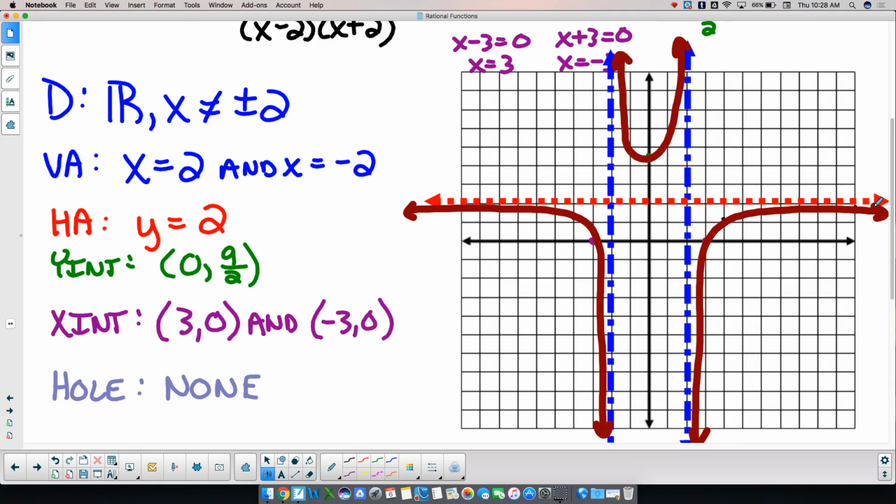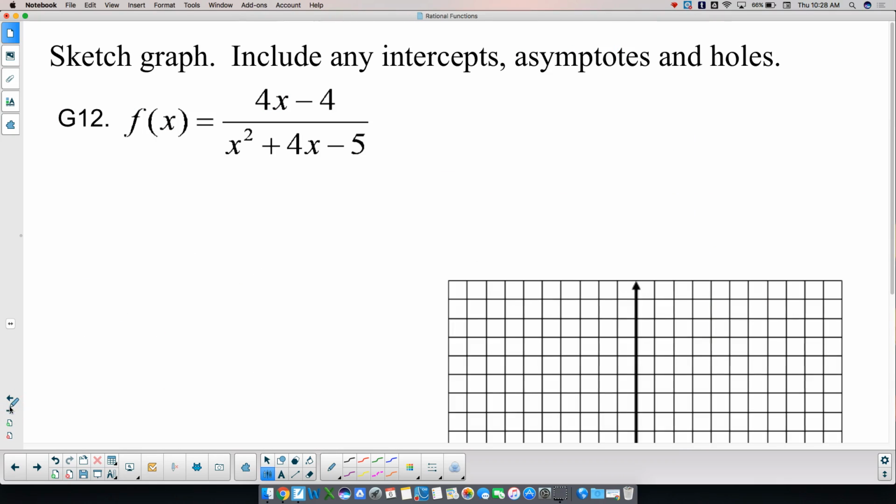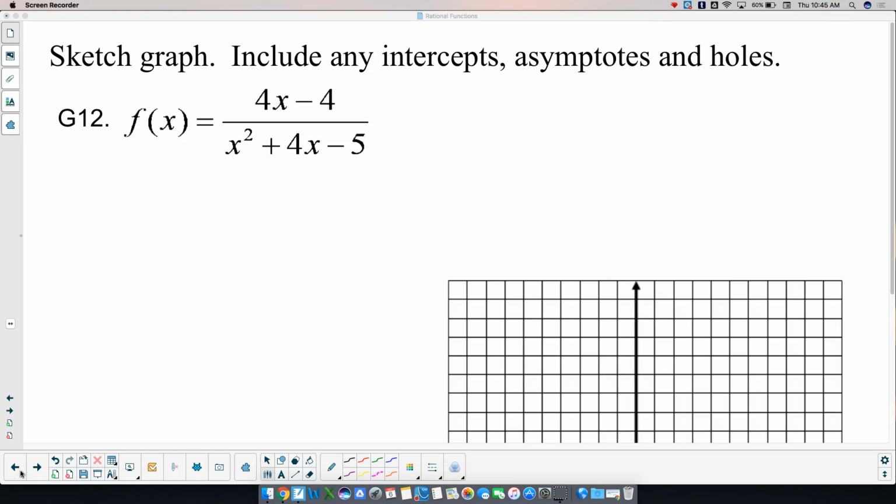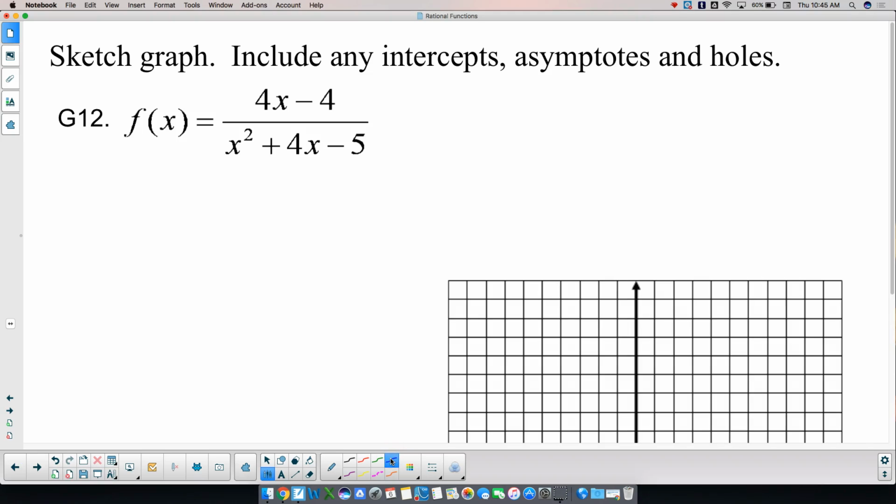Okay, let's do another one in your groups. Let's do this one. Sketch this graph, include any intercepts, asymptotes, and holes, and all that fun stuff. First step, I say x squared plus 4x minus 5 equals 0. That factors to be x plus 5 and x minus 1.